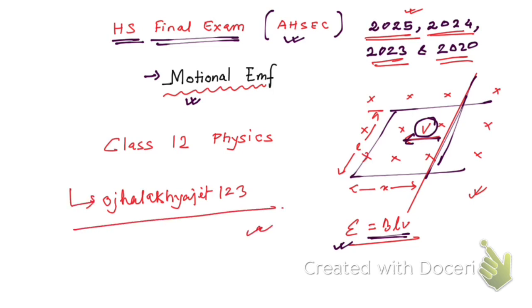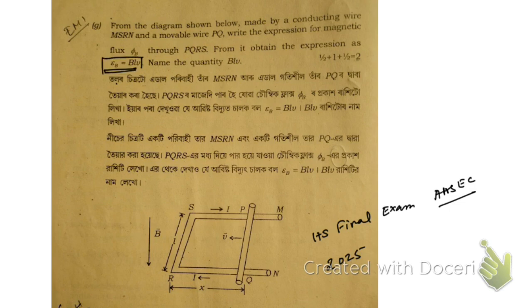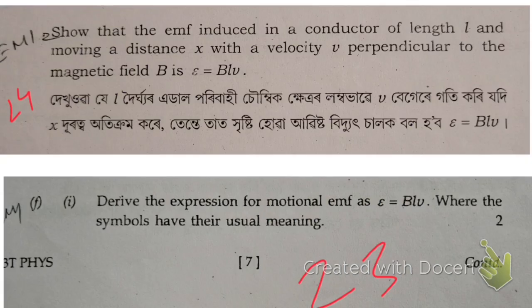So now let's start. Let me show you the papers here. This is the question paper of the 2025 AHS final exam under the Assam Higher Secondary Education Council. In this question you are asked to prove this expression E is equal to BLV, motional EMF. Here the diagram is given. The same question was asked in 2024.